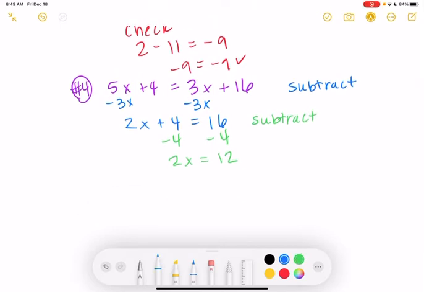And what should I do next? 2x, that's multiplication. I want to do the opposite. That is divide both sides by 2 for our final answer of x equals 6.